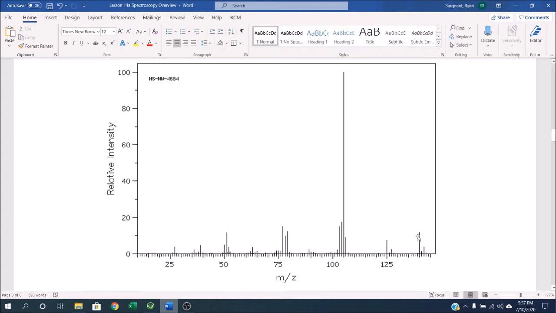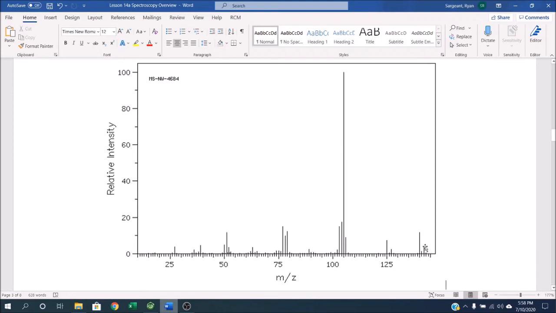The ratio of sizes is what allows you to tell the difference between chlorine and bromine. For chlorine, the M peak is about 3 times taller than the M+2 peak. 75% is 3 times 25%. For bromine, the M and the M+2 peak are approximately the same size. The M is a little bit higher, but it's close enough to just say that they're the same height.